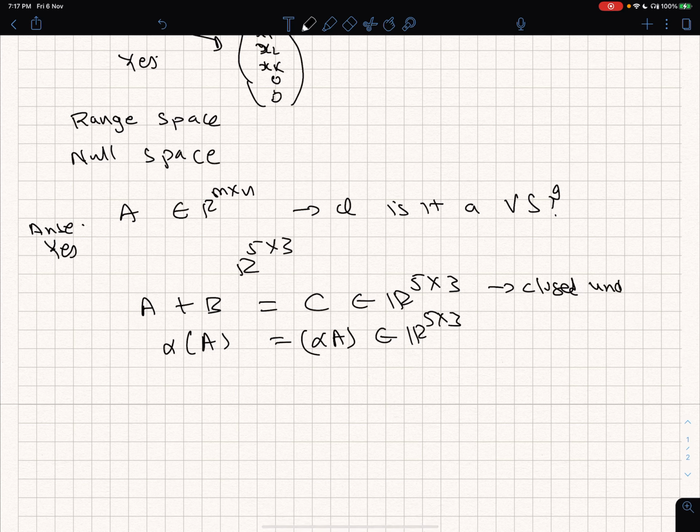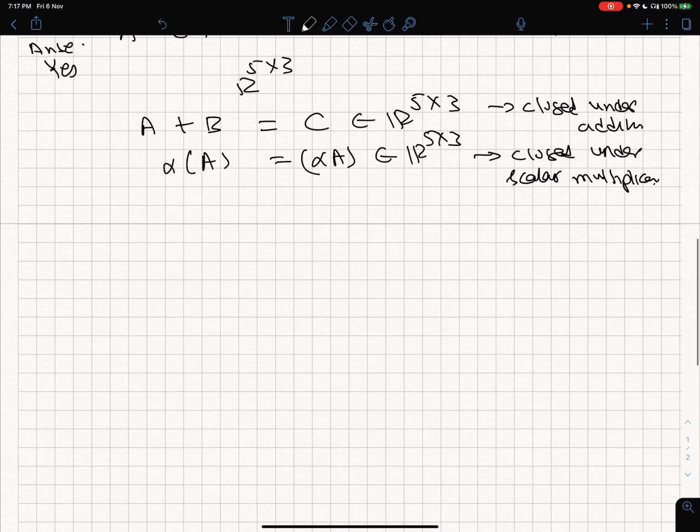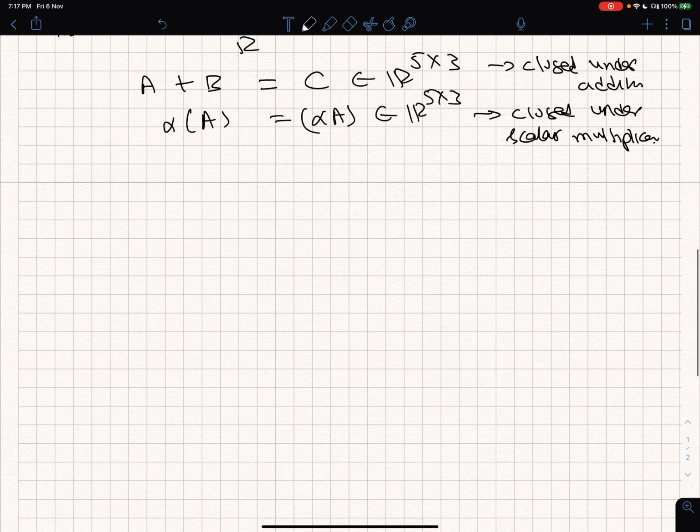Closed under addition and closed under scalar multiplication. Hence, this is also a vector space.